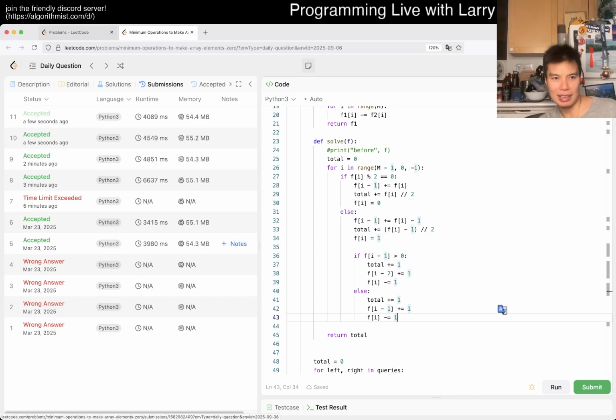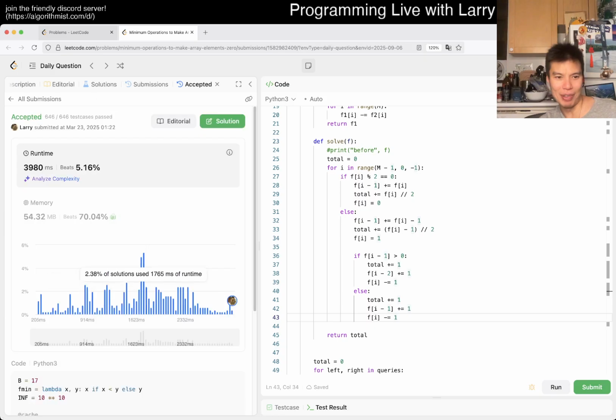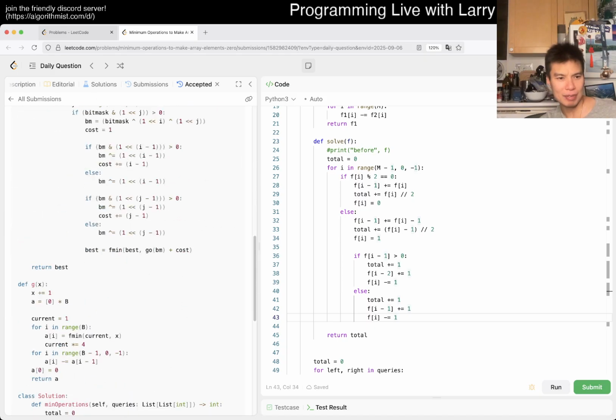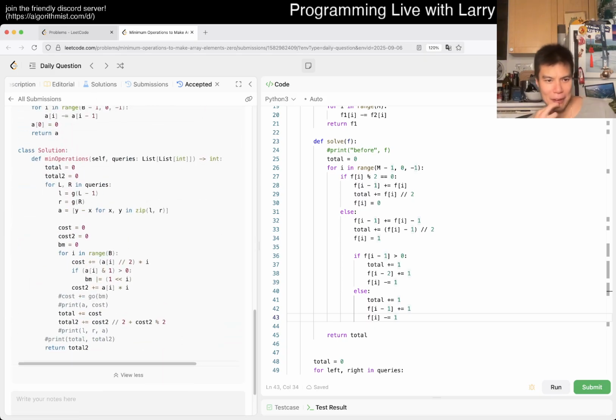Well, how did I do it last time? Actually, I was faster last time, so maybe I did even more optimizations or something. Did I actually do that with the bit mask?